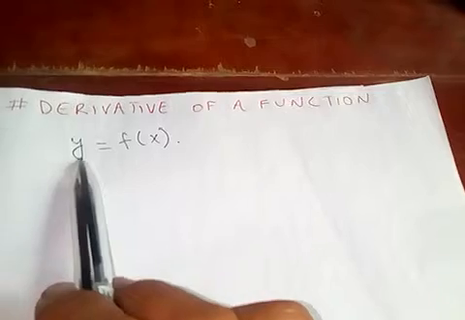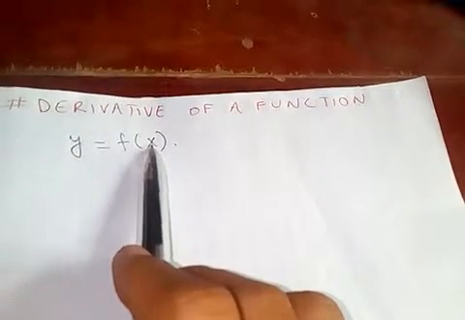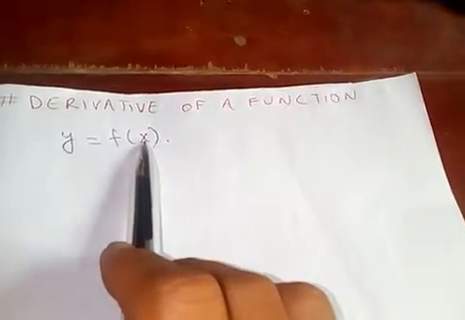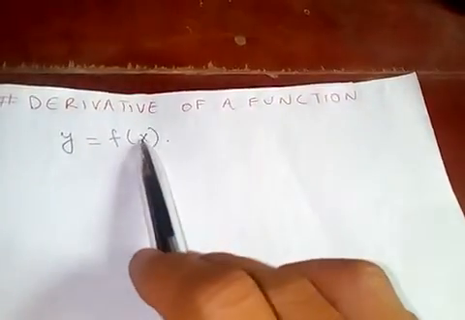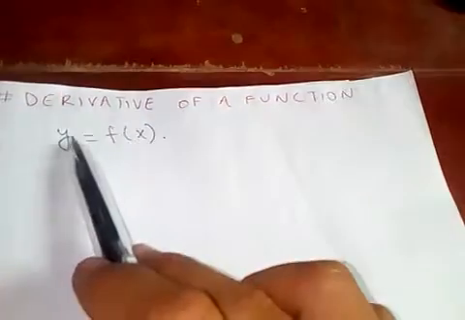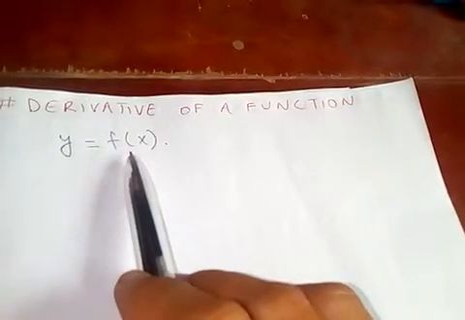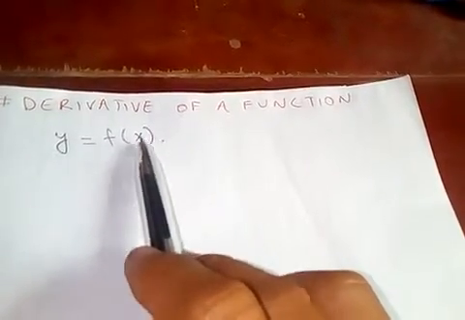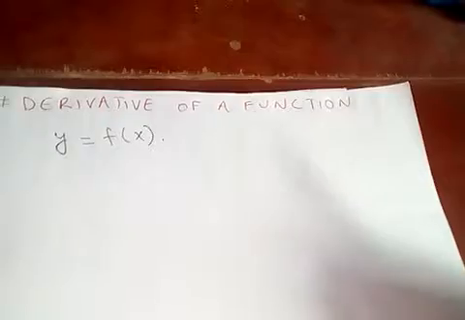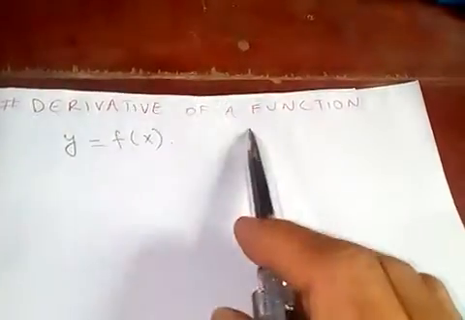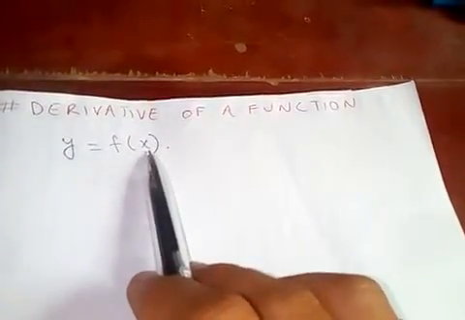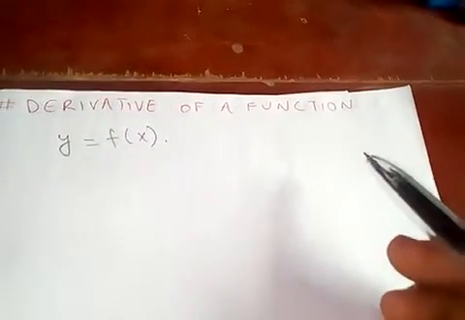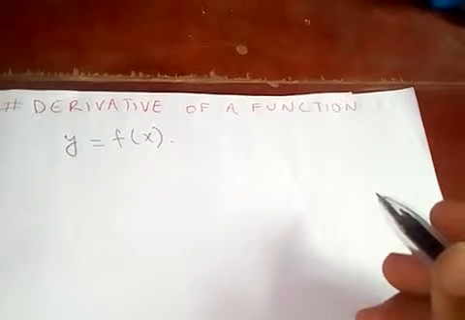That means the y value depends upon the value of x. If the x value changes, then y also will change compulsorily. That change may be an increase or decrease in value. We call it an increment, and we denote that increment by delta.